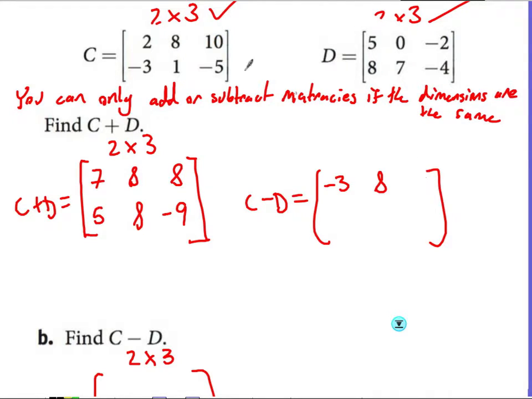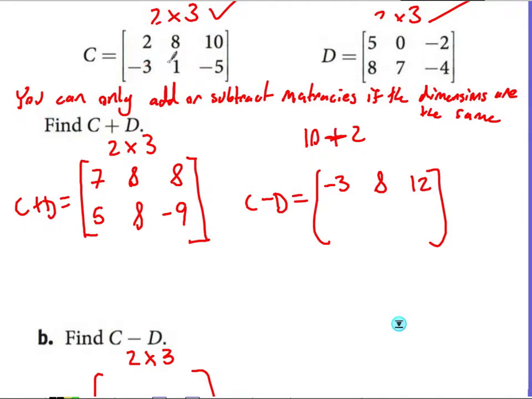What goes here is not going to be 10 minus 2. It's going to be 10 minus negative 2. And so when you have two consecutive negatives, they become a positive, and so this is actually 10 plus 2, which is 12. So be very careful when you're subtracting matrices.